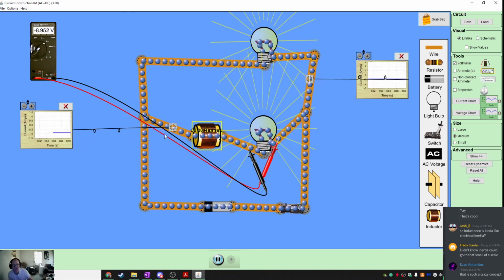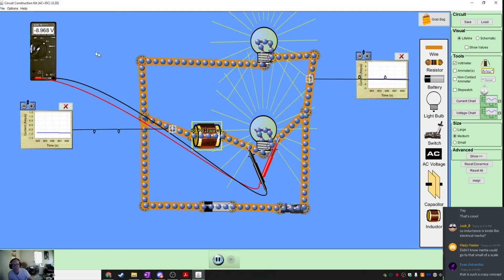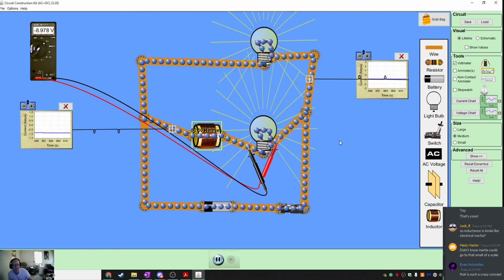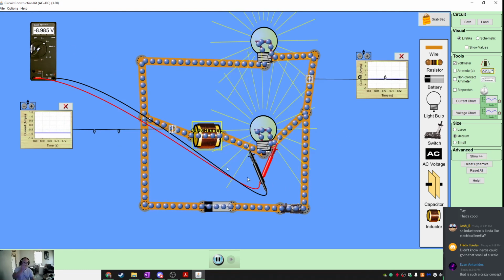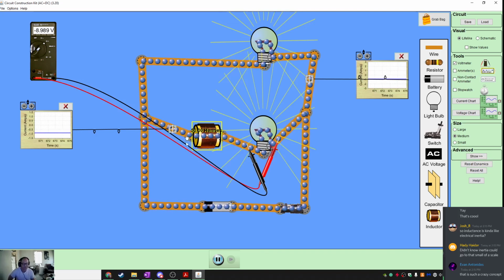Okay, this wasn't working for a second. I don't know why. All right, that's close enough, right? So now watch what happens when we turn it off. The idea now is that this object has a magnetic field, right?